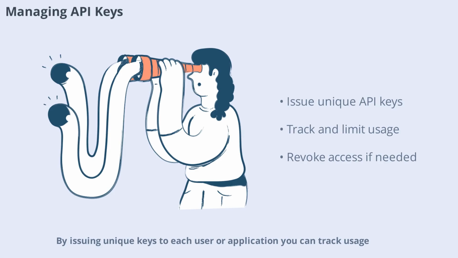API keys are a common method for controlling access to your API. By issuing unique keys to each user or application, you can track usage, enforce limits, and revoke access if necessary. Managing API keys securely is important for protecting your data science solution from unauthorized use. Let's discuss best practices for generating, storing, and validating API keys.